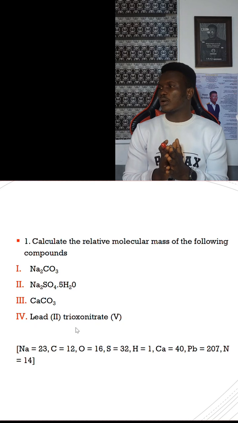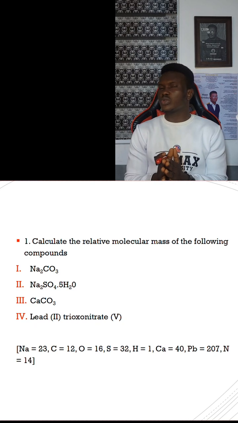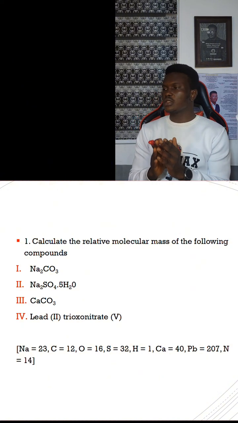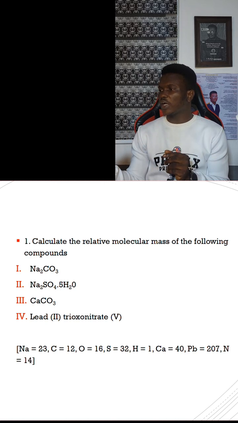So now let's pick one or two questions. When you are asked to calculate relative molecular masses, they are going to give you different atomic masses of different elements. So all you just have to do is add up those atomic masses and you will get your relative molecular masses. Let's look at what I'm saying with this question. You are asked to calculate the relative molecular mass of the following compounds: Na2CO3, Na2SO4.5H2O, CaCO3, lead(II) trioxonitrate(V), and you are given their relative atomic masses.